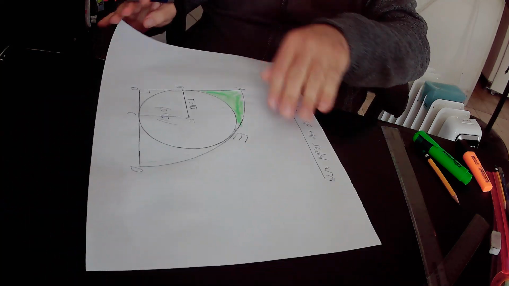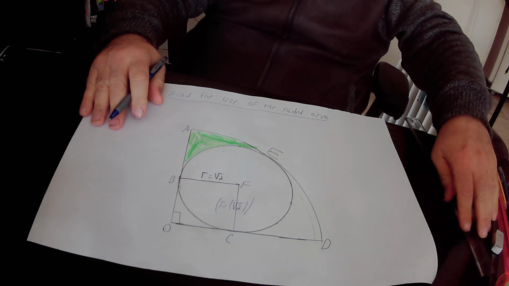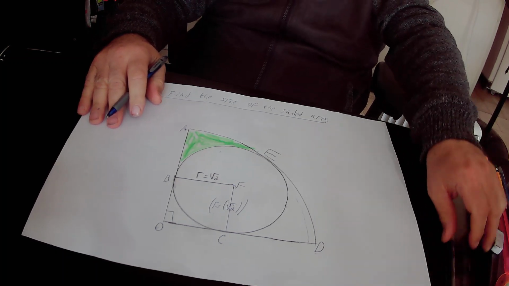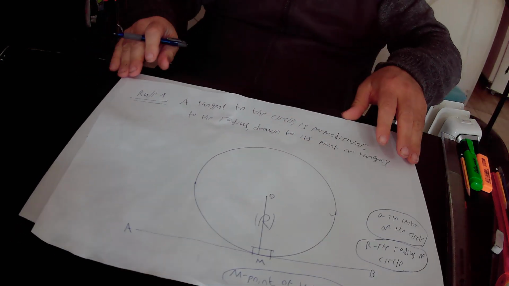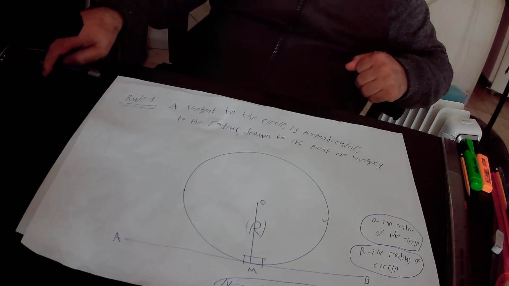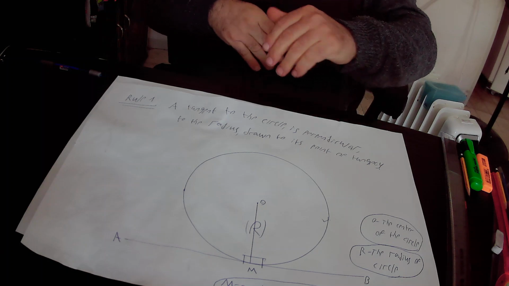So here we can implement rule 1. I'll repeat quickly on rule 1. According to rule 1, a tangent to the circle is perpendicular to the radius drawn to its point of tangency.